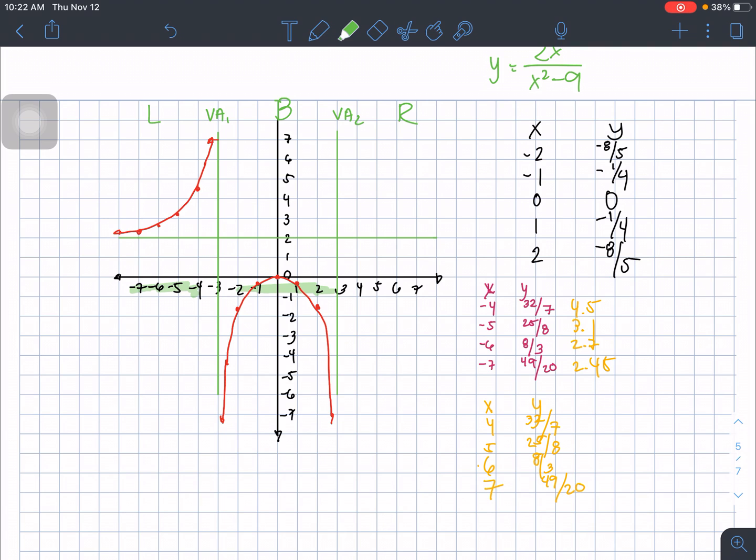And from the right side, again, substitute the values of x: 4, 5, 6, and 7. You will get this set of values: 32 over 7, 25 over 8, 8 over 3, and 49 over 20 respectively. So let's plot the points. This will be our curve. They will just approach these asymptotes. Okay? So that is how we graph rational functions.